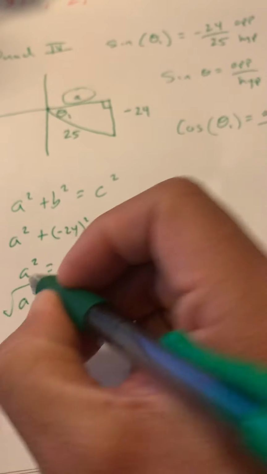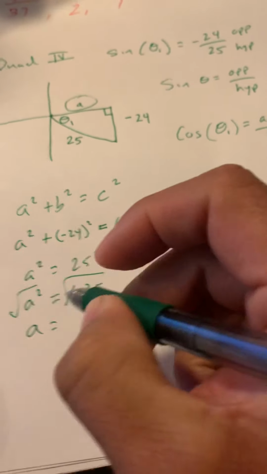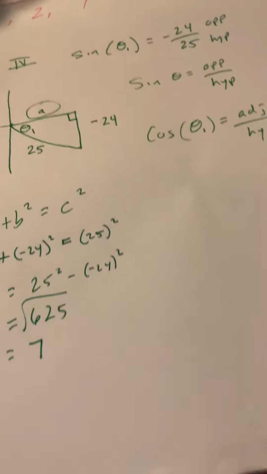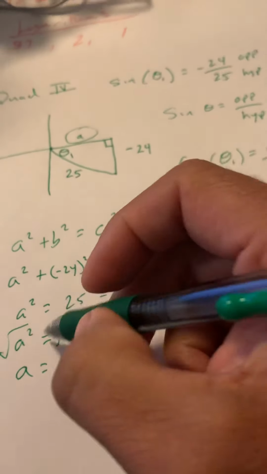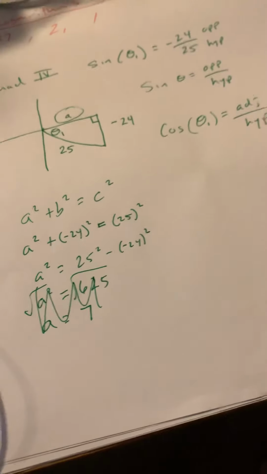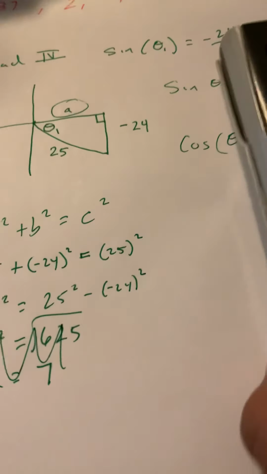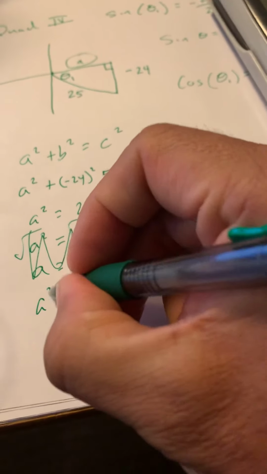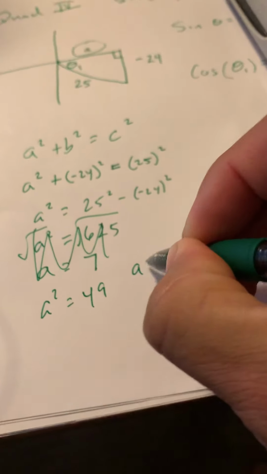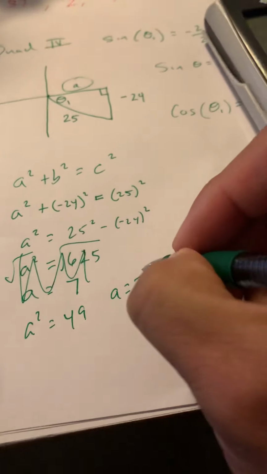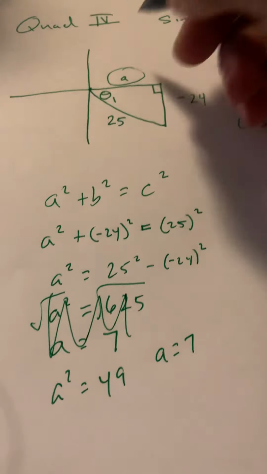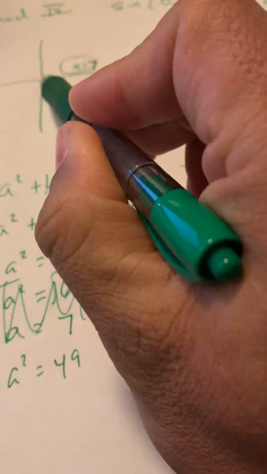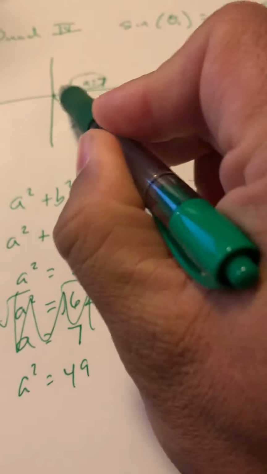So then I square root both sides, and I find out that the adjacent side is 7. Sorry, I think I did my math wrong here. I was looking at something else. Let's see here. I do believe that you get a squared equals 49, and therefore a is 7. There we go. That's what I want. Now, that means this side length is 7. And it's positive 7 because it moves in the positive direction for the x-axis.